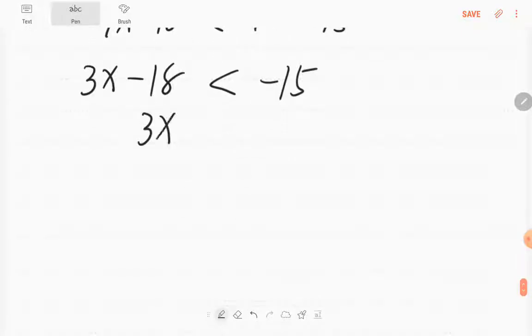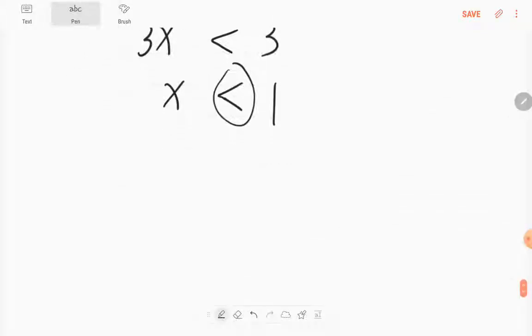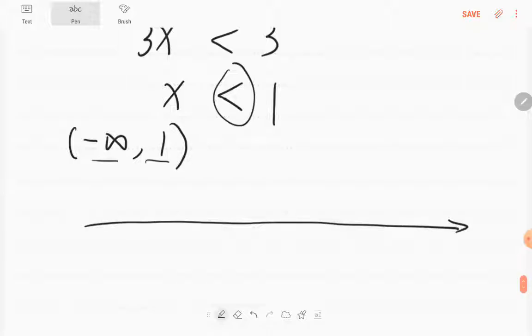So you have 3x is less than 3. So x is less than 1, right? We divide by a positive number, so you will not change this inequality. So x is less than 1. So the interval notation would be -infinity to 1. Keep in mind the left number should always be less than the right number. So the number line, for example, here is 1. So 1 should be a parenthesis, so it should be here on the left side.